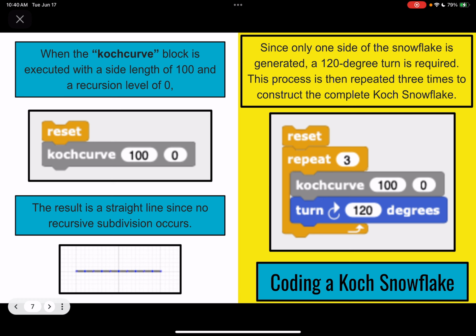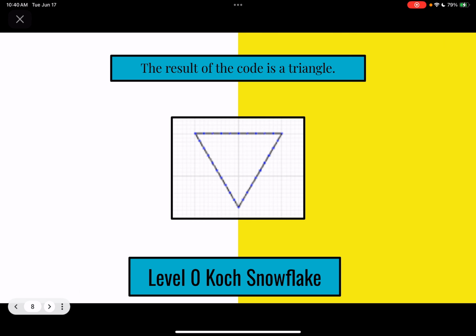Since only one side of the segment is generated, a 120-degree turn is required. This process is then repeated 3 times to construct the complete Koch snowflake, as shown in the code on the right. At level 0, the code produces an equilateral triangle with 3 straight sides. The recursion and all the fractal details start at the next level. This level 0 snowflake is the base shape before any fractal segments are added.